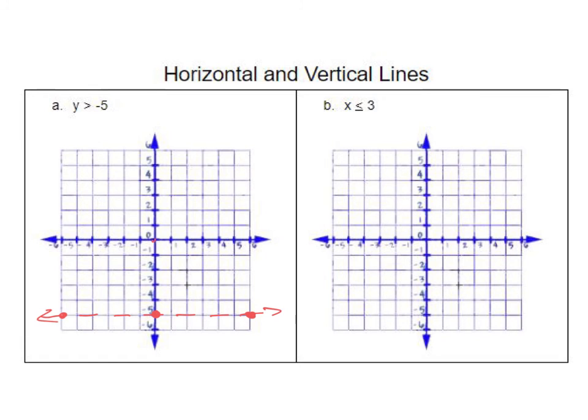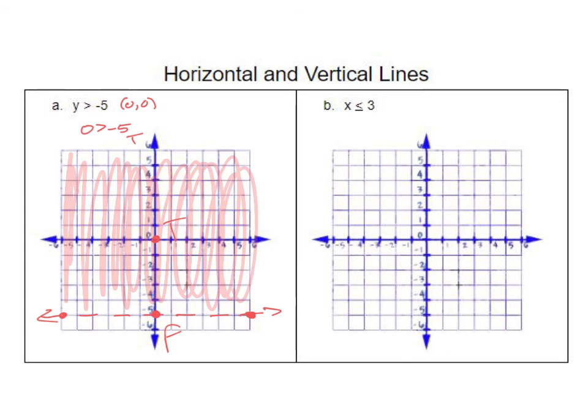And we can still use our test point of (0, 0), basically saying if we plug in 0, is that going to be greater than negative 5? Well, that is true. So anything up here is true. Anything below would be false. So we want to shade any of these points above the line.